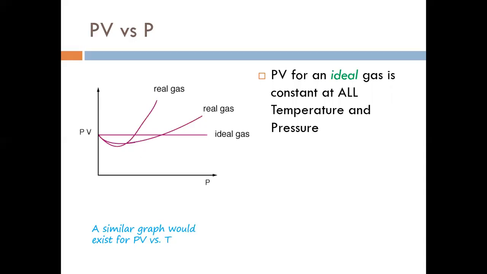So a PV against P graph for an ideal gas is just a straight line where your PV product is constant at all pressures. A similar graph will occur if you were to plot PV against temperature at constant pressure, because again, your ideal gas will have a constant product PV. It will have constant pressure times volume at all temperatures. So this is what our graph would look like, PV versus P.